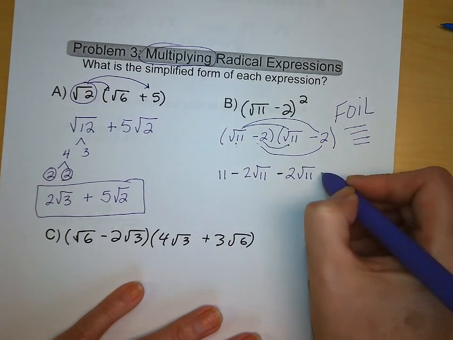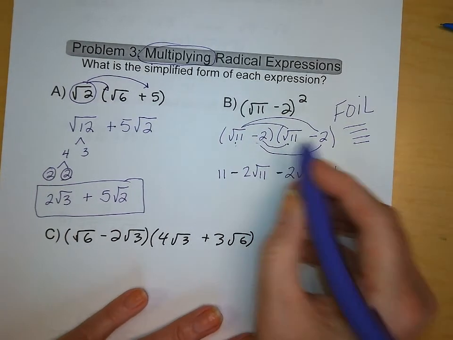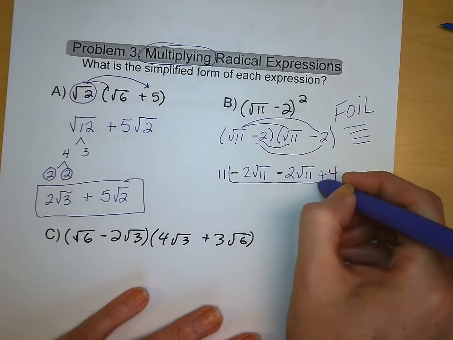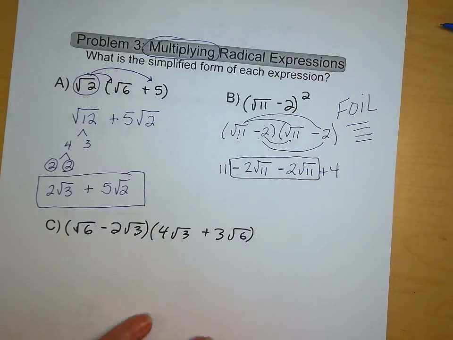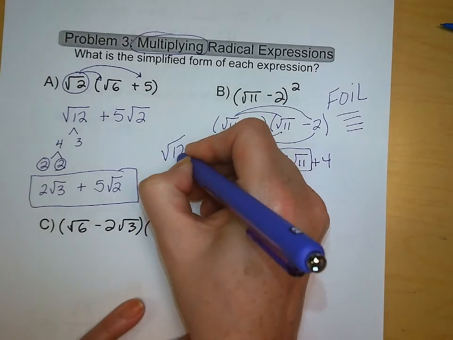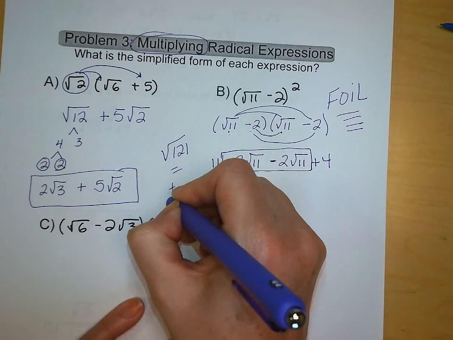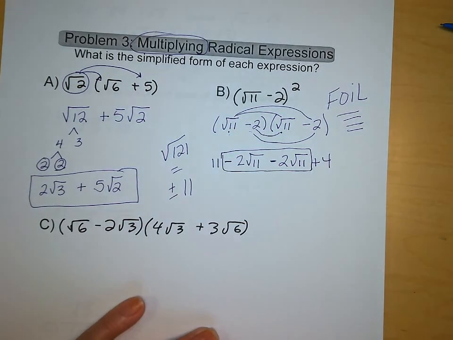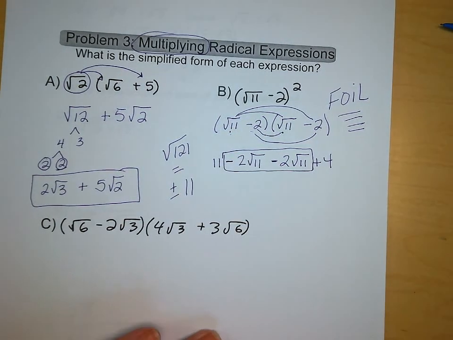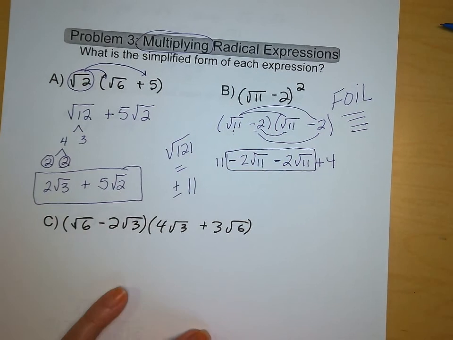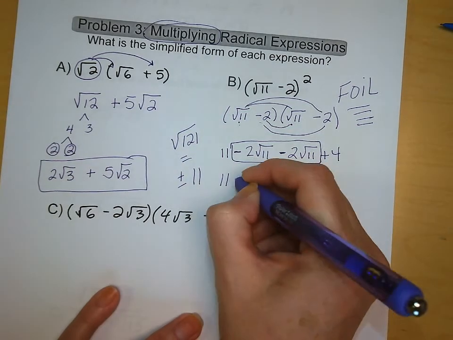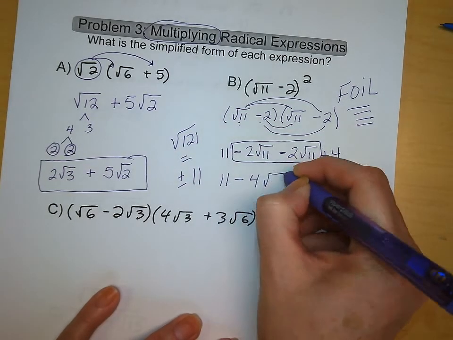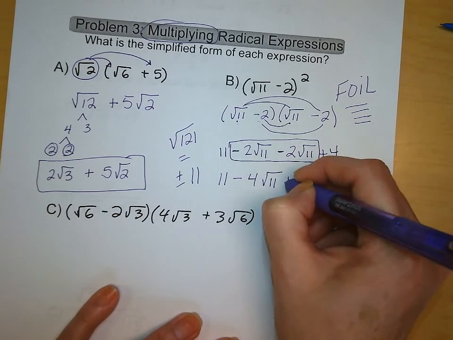Now, why didn't I bother with the whole square root of 121? How did I just shortcut my way to 11? Because the square root of 121 is 11. And we know that the square root of a number times the square root of that number is just that number. So we have 11 minus 4 square root of 11 plus 4.